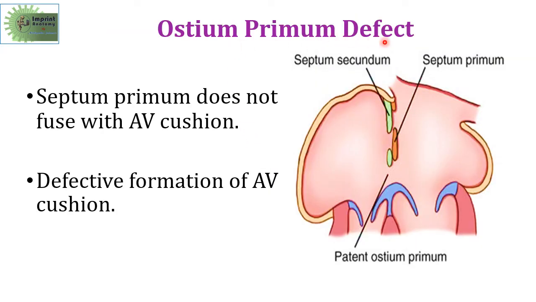Ostium primum defect is also called a foramen primum defect. As you know, the ostium primum is a space between the septum primum and the AV cushion. So when the septum primum does not fuse with the AV cushion, or sometimes there is a defective formation of the AV cushion, the ostium primum defect occurs.